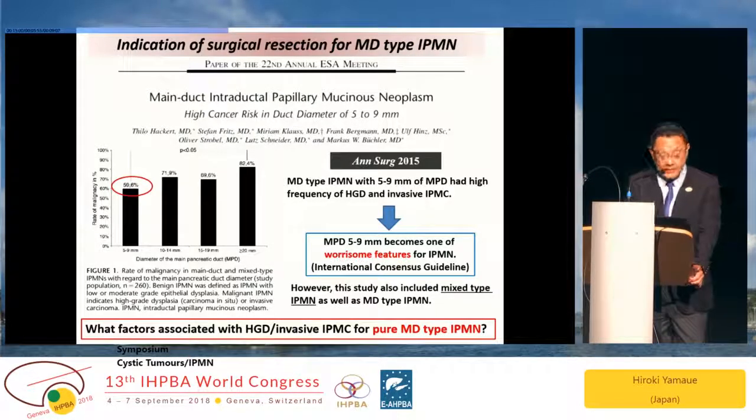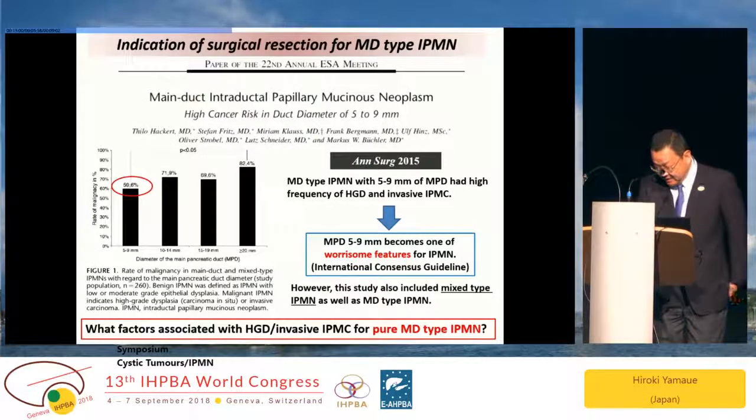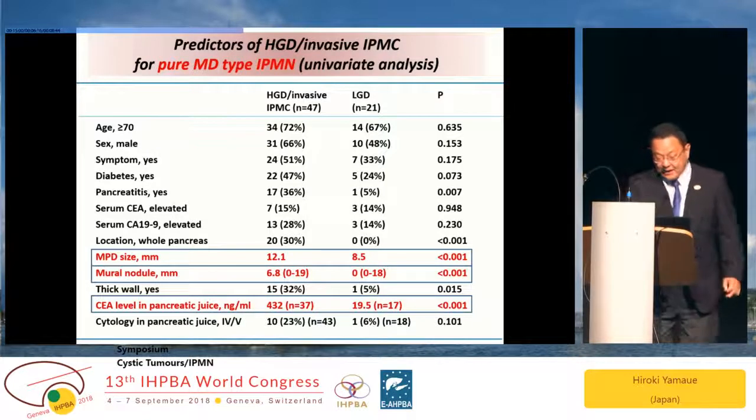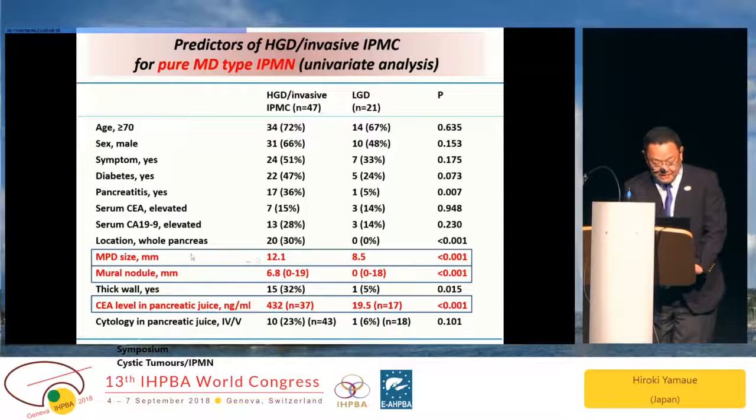And what factors are associated with HGD and invasive IPMC for pure main duct type IPMN? This is the predictor analysis of high-grade dysplasia and invasive IPMC for pure main duct IPMN. As you can see, this is a univariate analysis. We found three predictors: main pancreatic duct size, mural nodule size, and CEA level in the pancreatic juice, taken by preoperative ERCP.